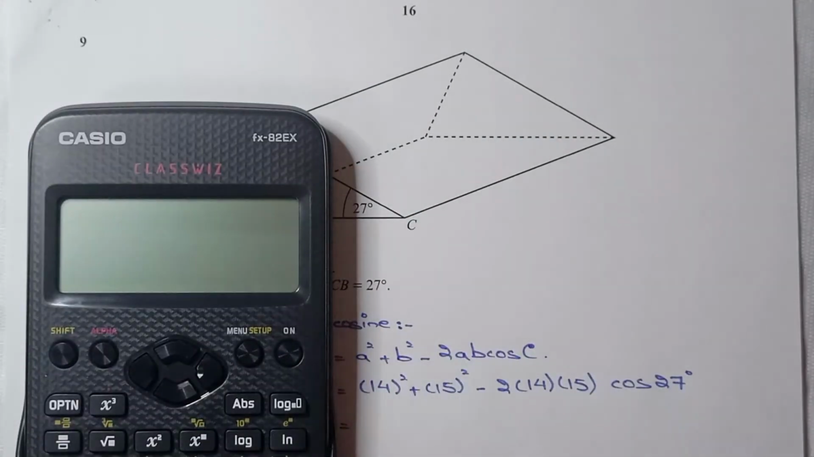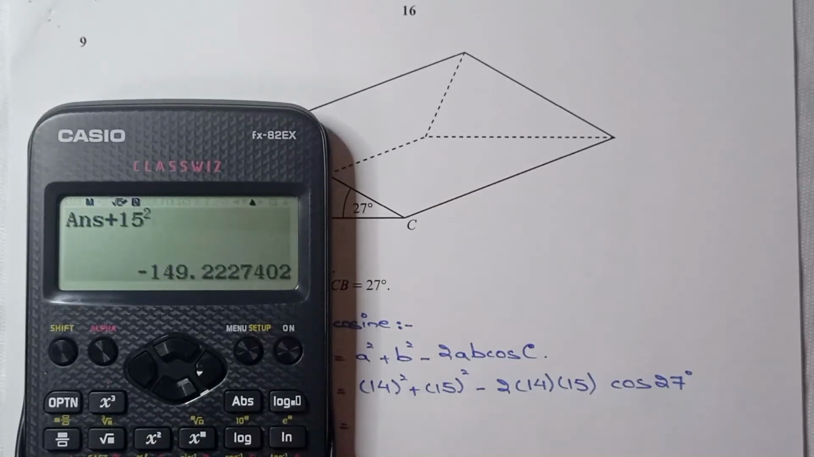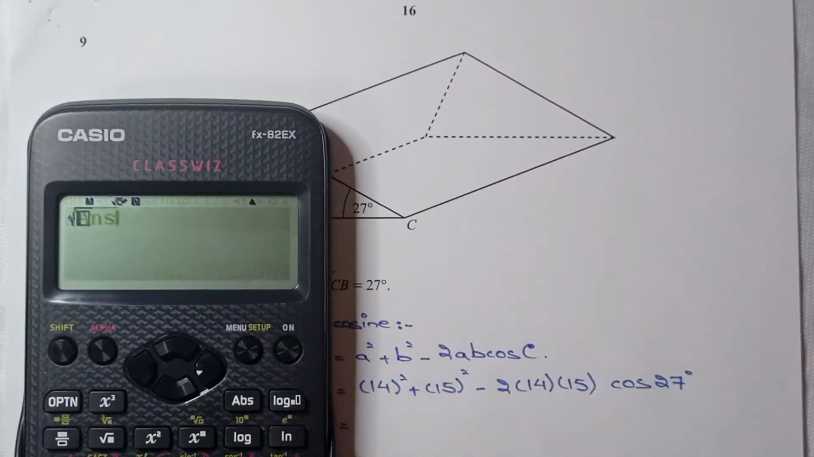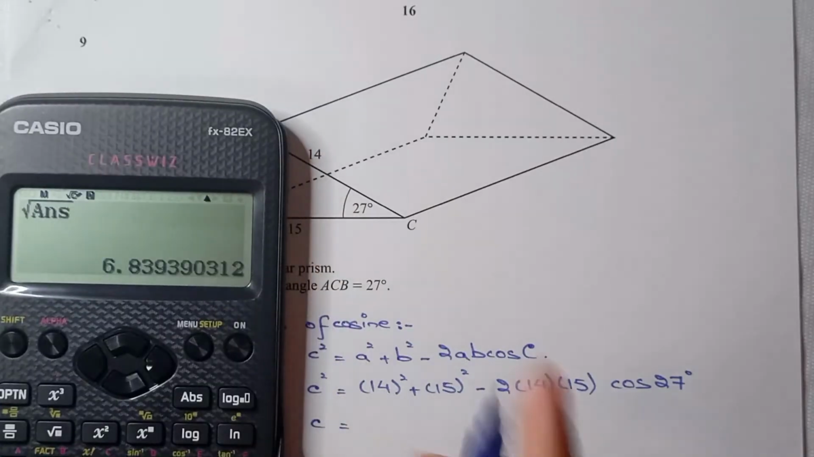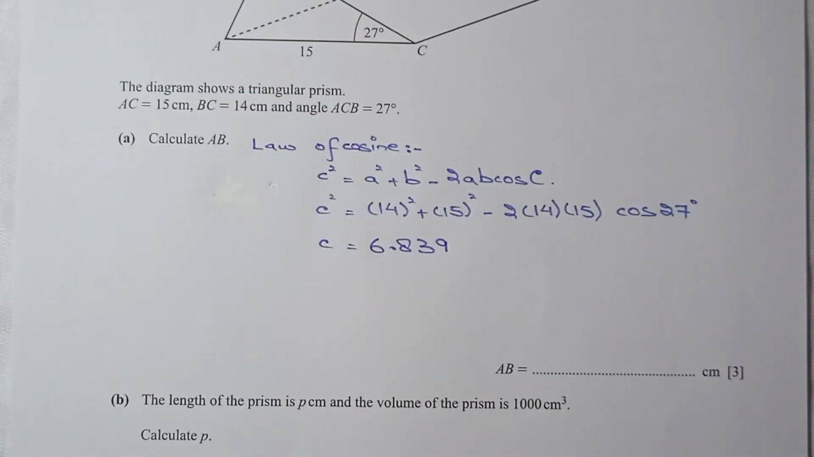Now for C, let me find it. So first we need to do cos 27 and then times by 2 times 14 times 15 and then times with -1 as well, and then add 15 square and then add 14 square, and doing a square root, so this would be 6.839, or we can say that 6.84 is AB centimeter.